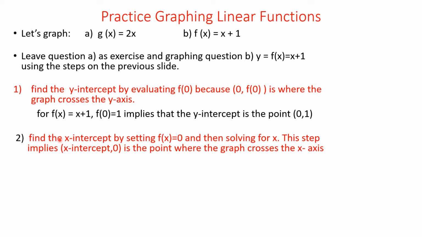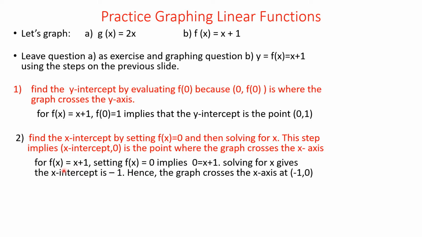The second step is to find the x-intercept by setting f(x) equal to 0 and then solving for x. This step implies that the x-intercept is the x coordinate, and the corresponding y coordinate is 0. These two are the coordinates of the point where the graph crosses the x-axis.